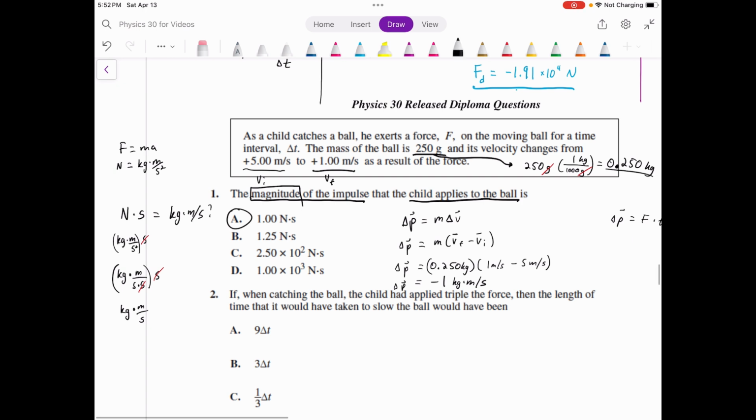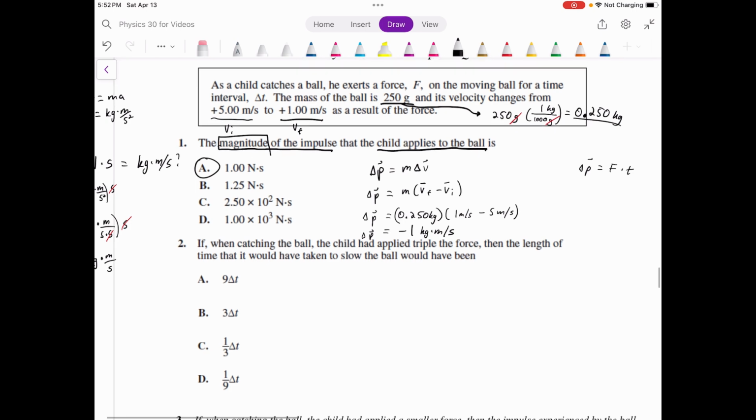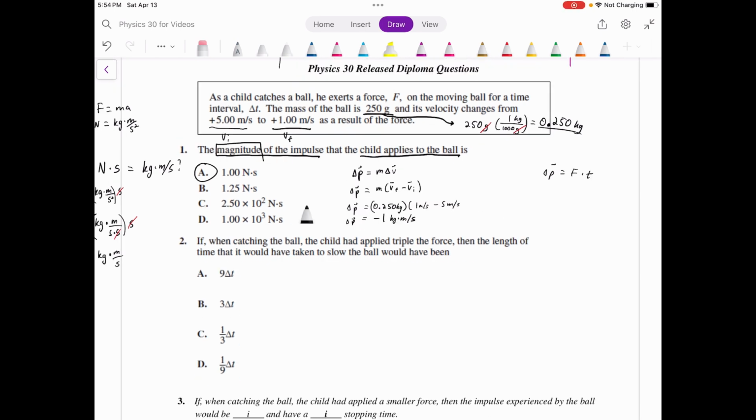All right, let's look at number 2. Same information, but new question. So number 2 asks us, if when catching the ball, the child had applied triple the force, so 3 times as much force, then the length of time that it would have taken to slow the ball down would have been 9 times as long, 3 times as long, 1/3 as long, or 1/9 as long, right?